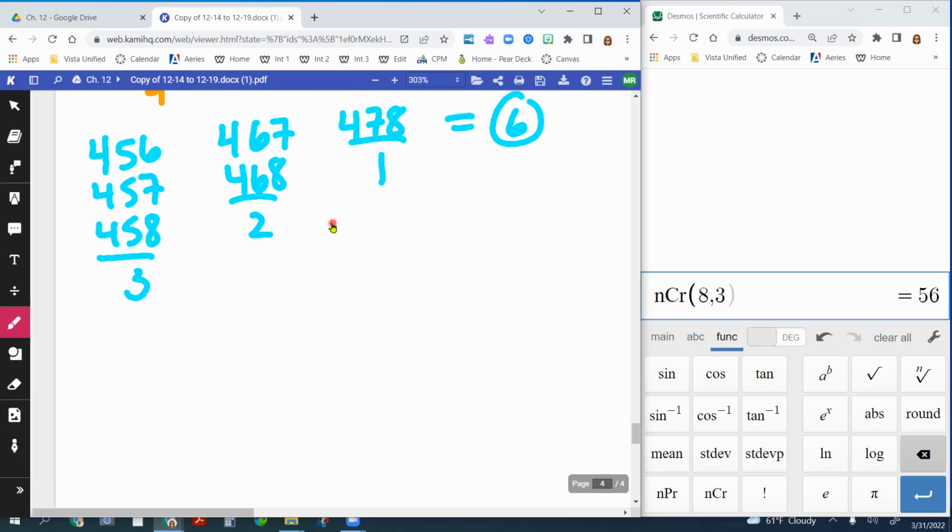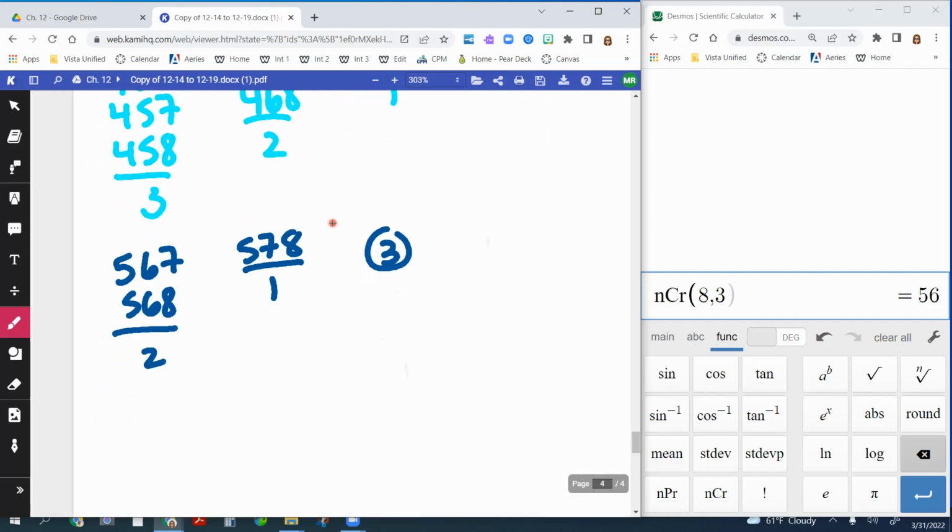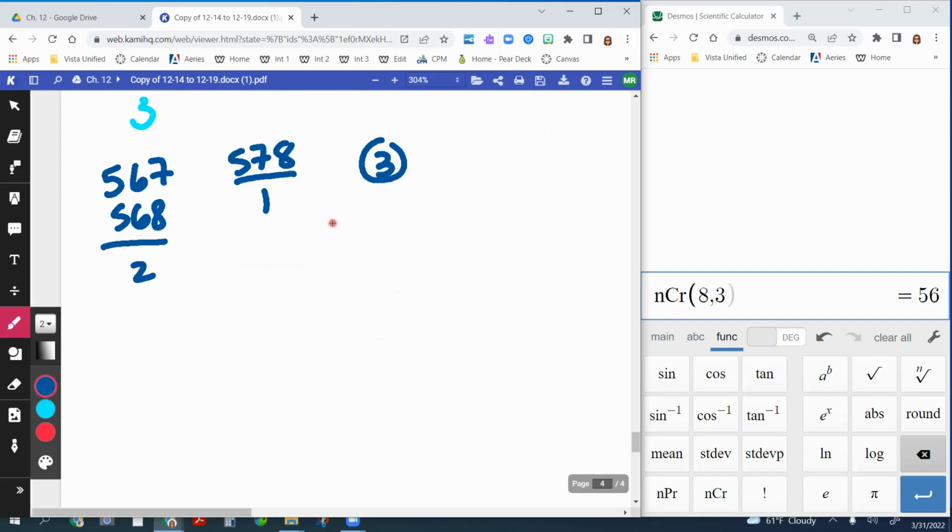And you kind of see a pattern here. 5, 6, 7, 5, 6, 8. That's 2. 5, 7, 8. That's 1. So that is 3. And then if I start with a 6, 6, 7, 8.